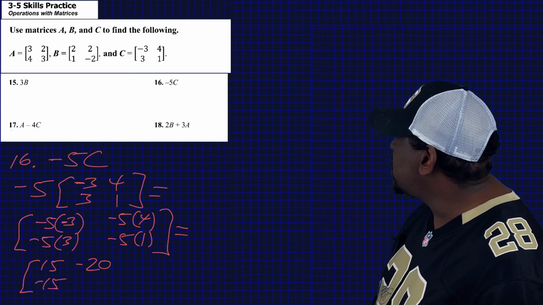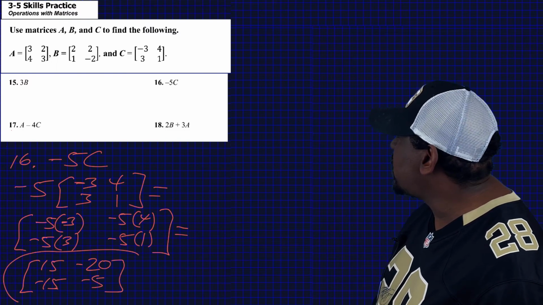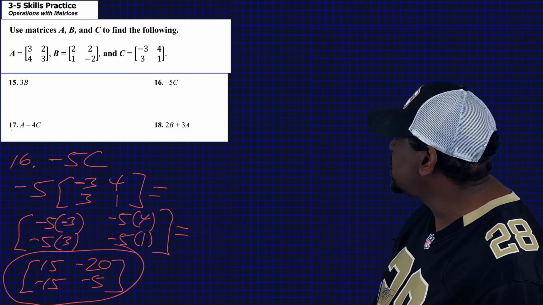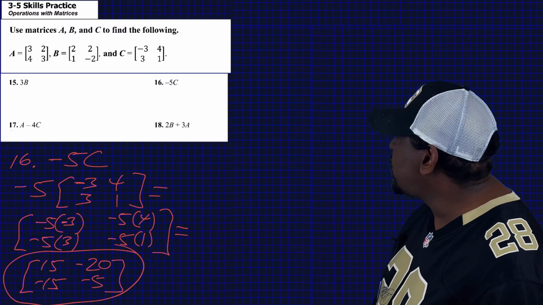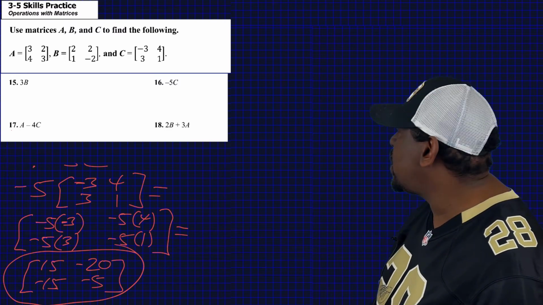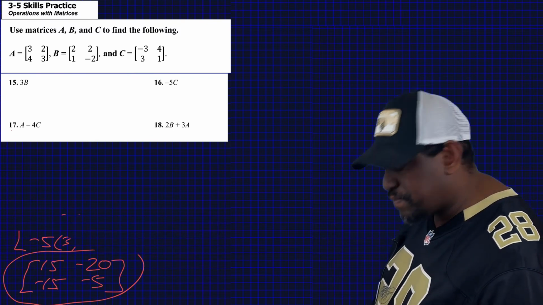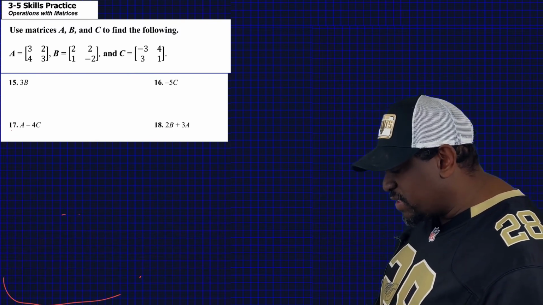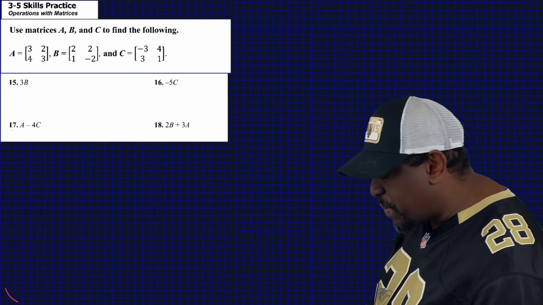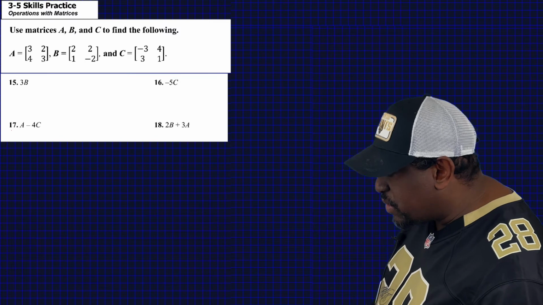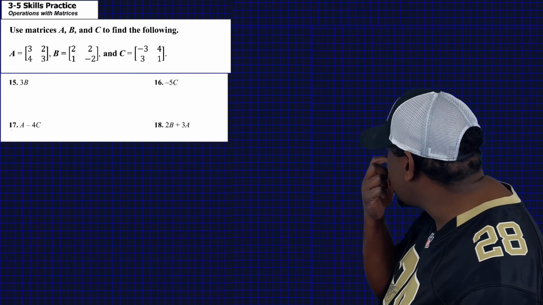And once we multiply those, we will get our final matrix, which will be -5 times -3, positive 15, like signs. -5 times 4 is -20, unlike signs. -5 times 3 is -15, unlike signs. -5 times 1 is -5, unlike signs. And so that's our final matrix. Alrighty, gives us a chance to review some of our basic math rules a little bit, which is good. And which one will we do next?